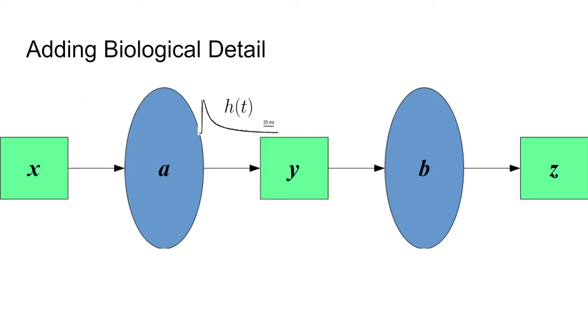But that still doesn't say how that is going to affect Y. What sort of intuition should I have about how Y is going to change because I've added in this biological detail?